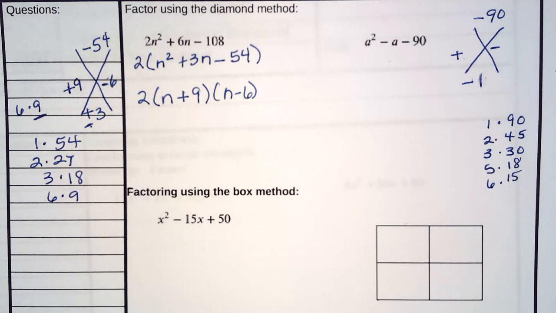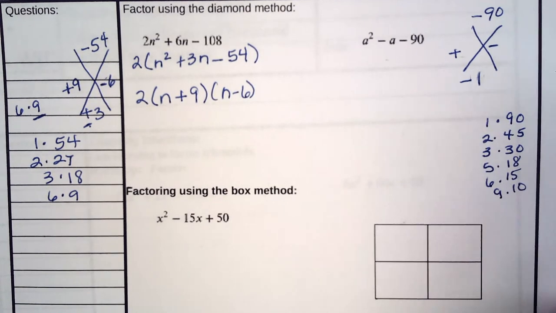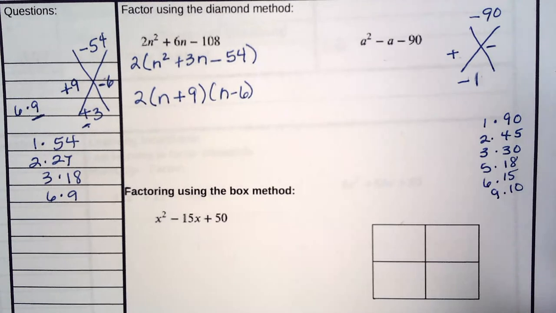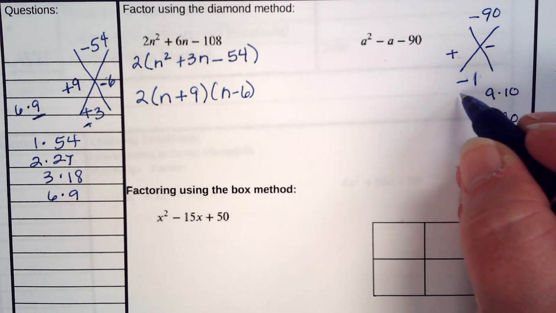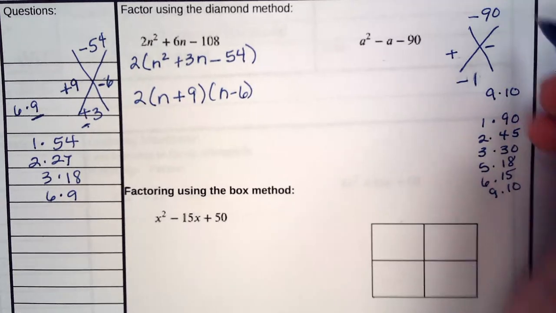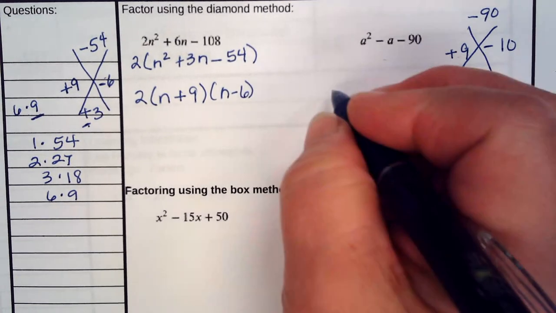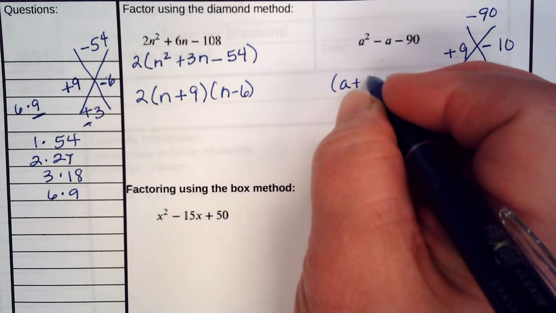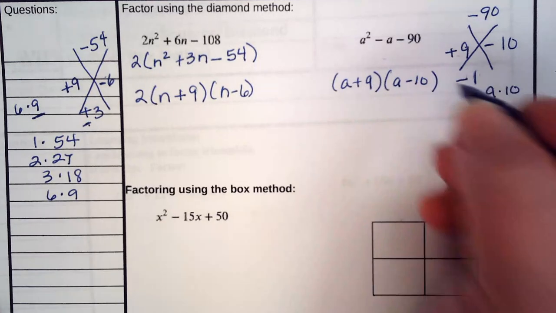7 doesn't go in evenly. 8 doesn't go in evenly. 9 times 10. 10 minus 9 is 1. So I'm looking at 9 times 10. The bigger number is 10, so the 10 goes to your negative, and the 9 goes to the positive. So this is a plus 9 times a minus 10. And you're done.